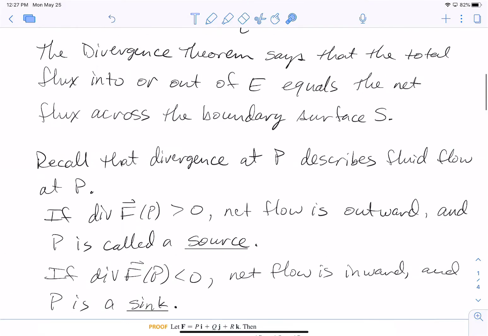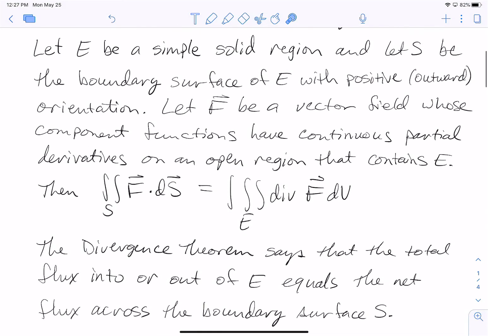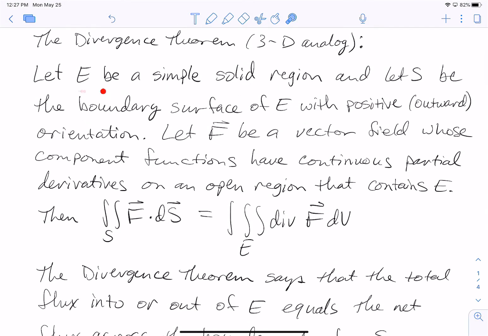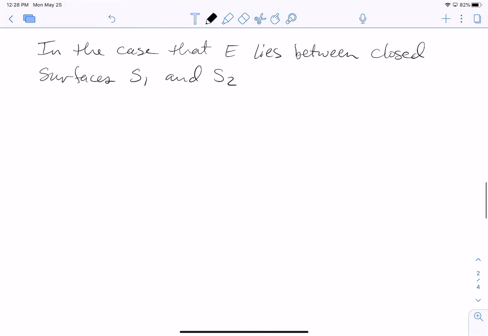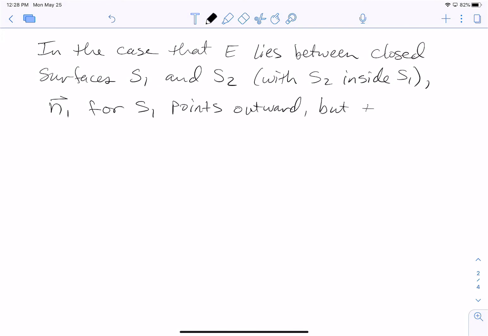The divergence theorem was stated here for a simple solid region E. That means it's got no holes inside of it. But in the event that E lies between two closed surfaces, we can extend the divergence theorem. Let's say the surfaces are S1 and S2 with S2 inside S1. In that case, n1, the normal vector for S1, points outward, but to make n2 point inward, we actually use the negative of n2. What do we mean pointing outward and inward?